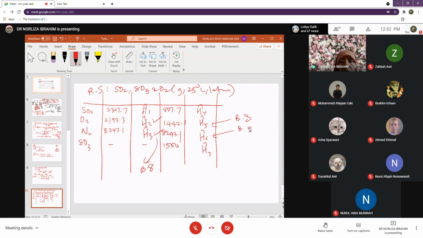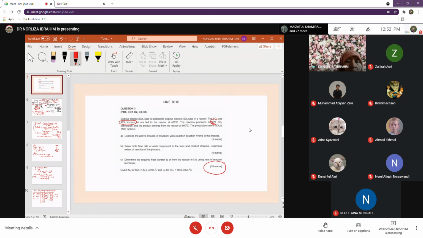So you need to calculate H4 to H7 using the CP given in the question here. The CP is already given here. I guess this is CP for gas. They do not mention it here, but I think we can use this as gas, or you can assume the value given in the question is in gas form. So we say we can use this CP.